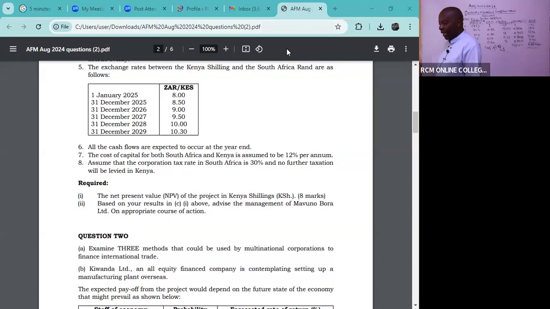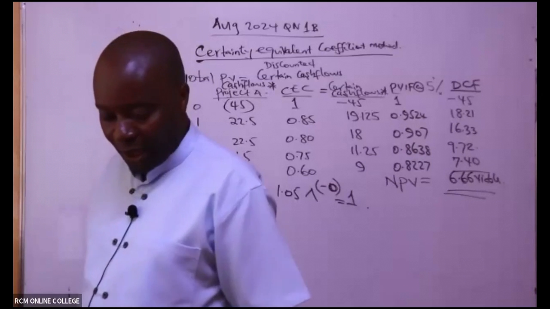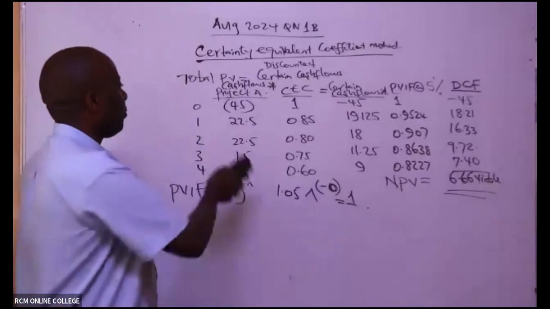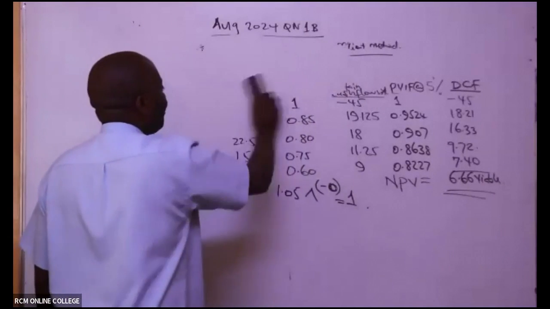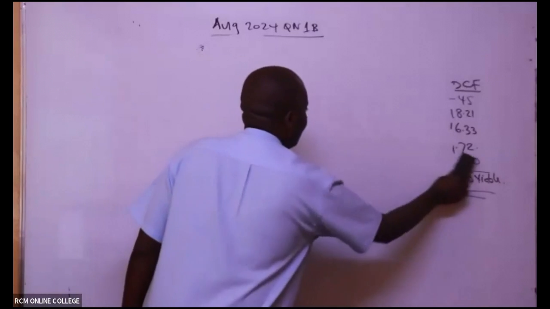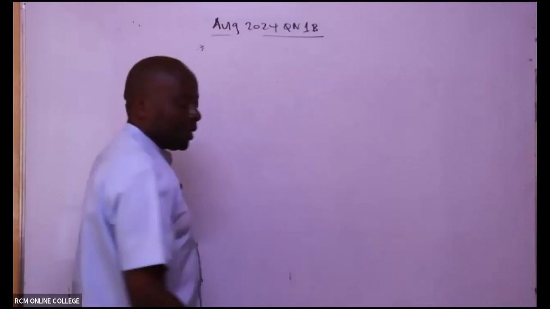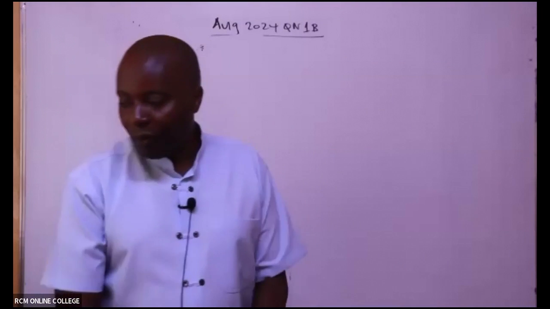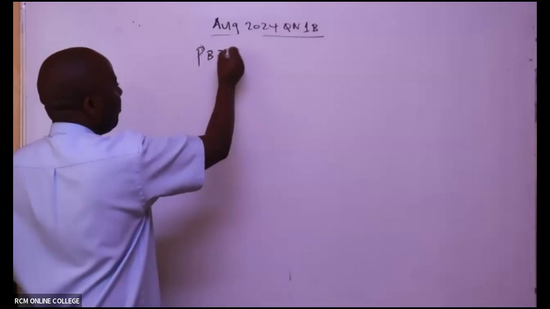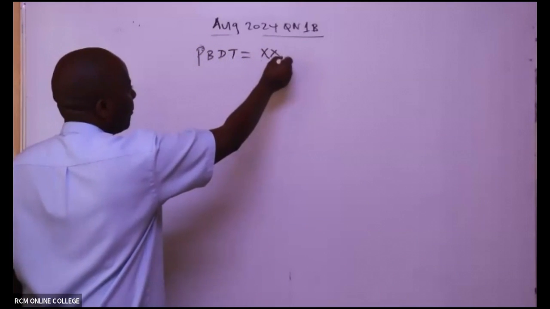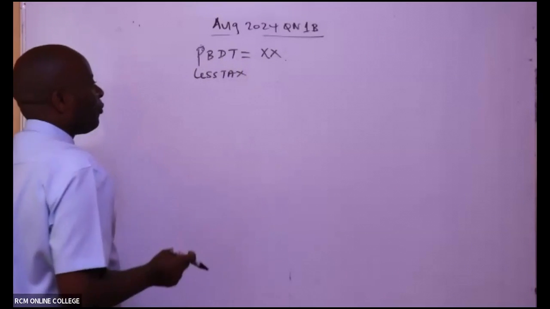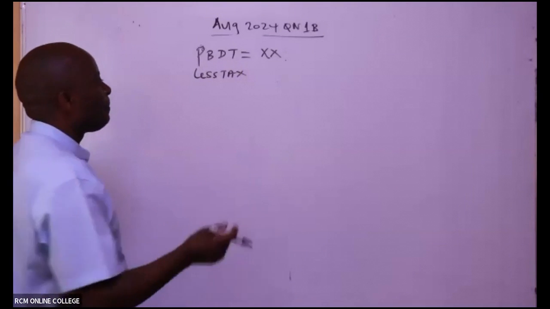In the normal class, I gave you the format you should be able to use. Whenever the examiner tells you to generate cash flows, first of all, I gave you the format that you're supposed to be using. So the format looks like this. To get cash flows, we have here PBDT. You less tax without adjusting for depreciation first of all. You less tax automatically.